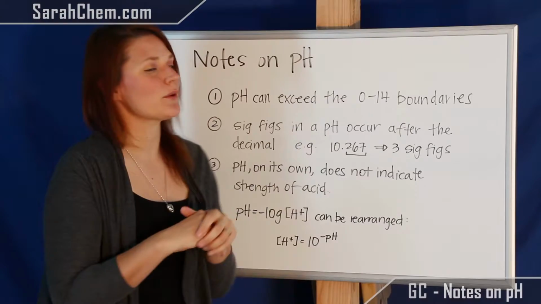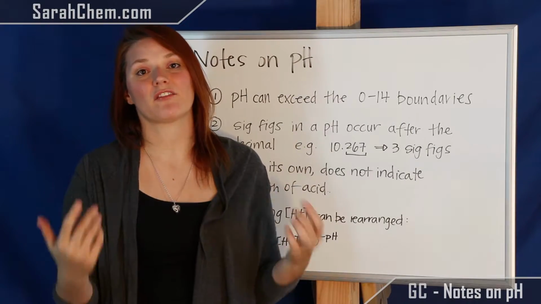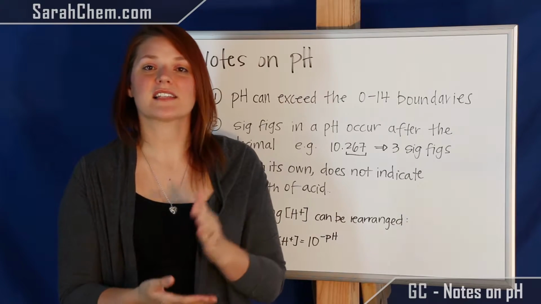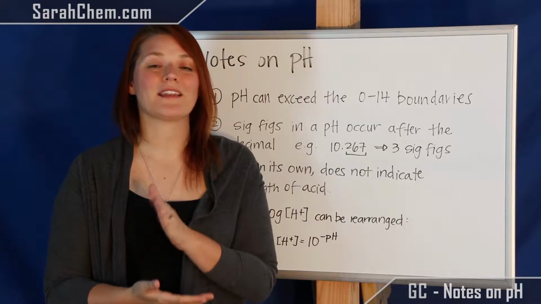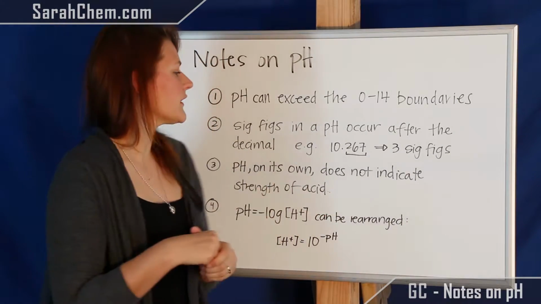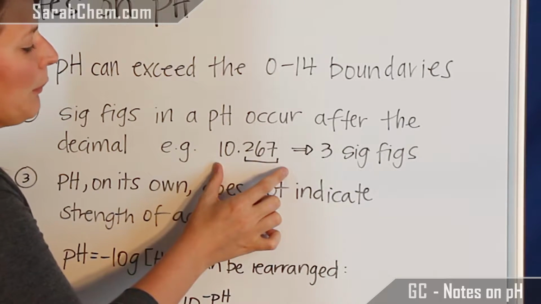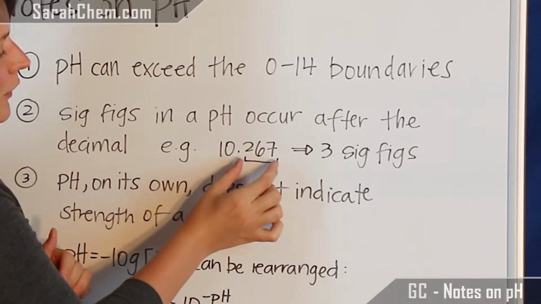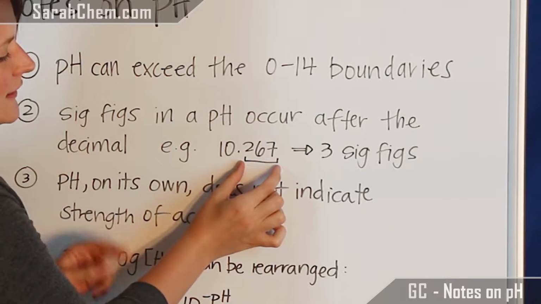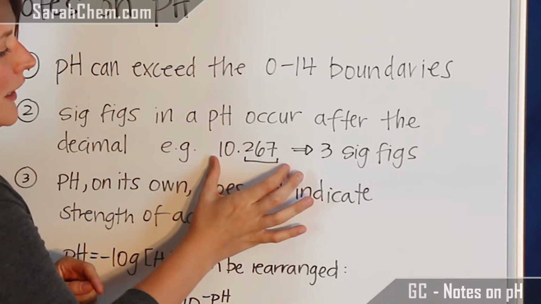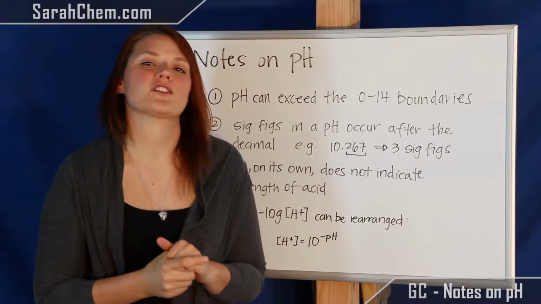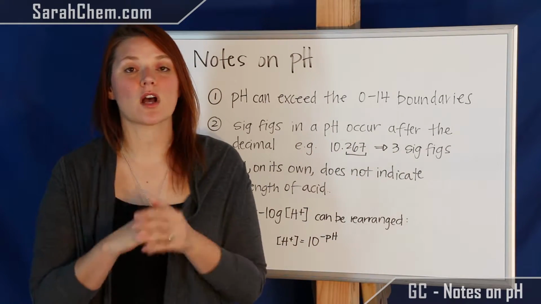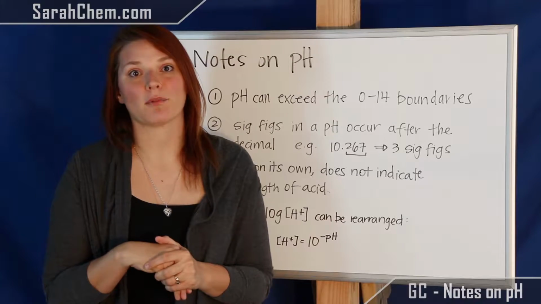The second thing to note is that when we're talking about significant figures in pH, the significant figures only start to happen after the decimal. So for example, if I look at this value, 10.267, the only significant figures in this value here are the ones underlined, 2, 6, and 7. So I would say that this pH has 3 significant figures. So it's something else that can sometimes cause trouble when you're trying to solve problems.